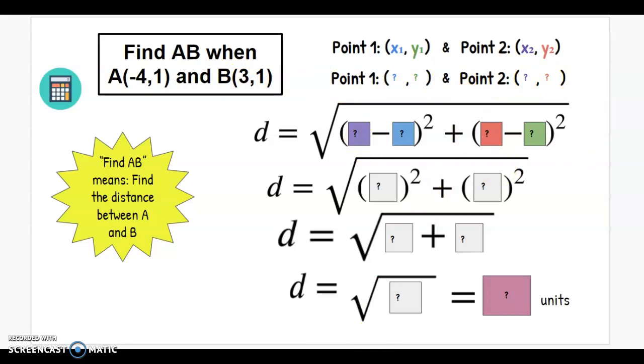Good to go. What you can't do is just put these points straight in. So I've seen people doing this. Negative 4, 1, 3, 1. Well, this is saying x1 minus y1 plus, or squared, plus x2 minus y2 minus y1. And that doesn't work because the formula isn't that.